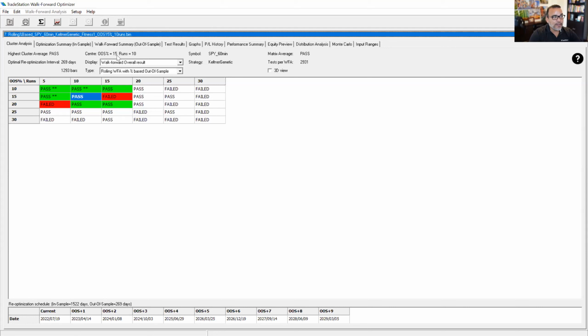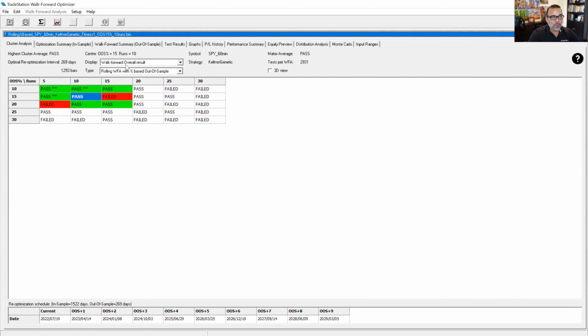The center is right on the 15% out of sample percentage, which is this one, and the 10 runs. So if you look at the 10 runs and match it with the 15% out of sample, we're right here where the blue is, which is the center of our cluster. So here, the highest cluster average passes, and it tells you optimal re-optimization interval 269 days. So we should re-optimize every 269 days. These two drop downs, of course, will allow you to view the data under a different glass.